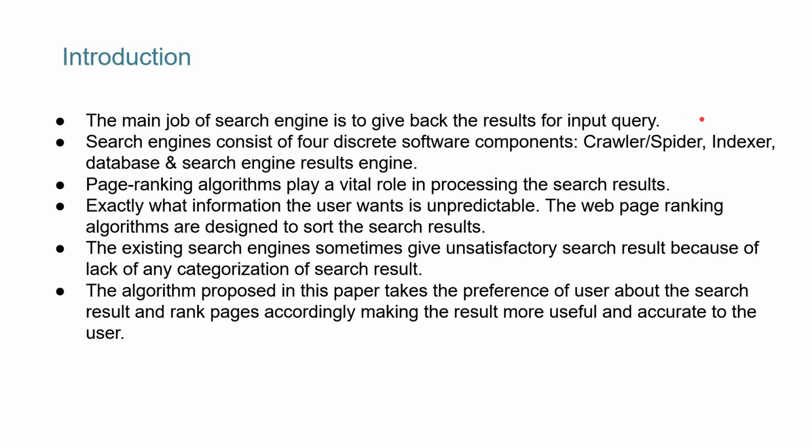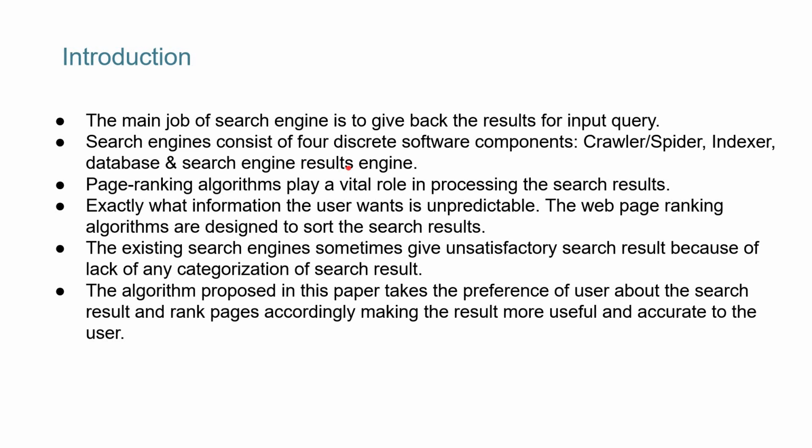A search engine consists of four discrete software components. The crawler downloads the web pages, and we also name it the web spider. Second is the indexer, which dissects the web pages. Third is the database, where downloaded and processed pages are stored. And fourth is the search engine result engine, which takes the search results out of the database. Now, page ranking algorithms play their role at the last component, which is the search engine result engine.